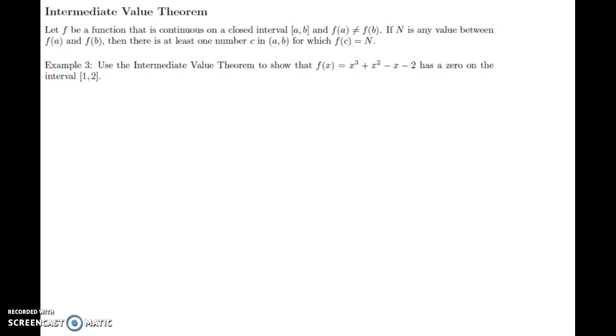If you recall in pre-calculus, sometimes we need to solve an equation involving x. So we know how to solve quadratic equations or higher power polynomials that we can factor. But sometimes we encounter situations such as the one in example 3, where this polynomial x cubed plus x squared minus x minus 2 cannot be factored.